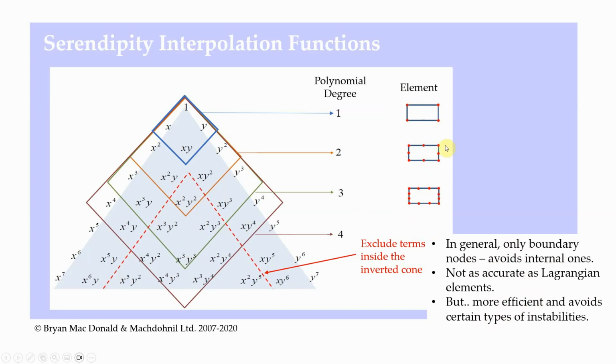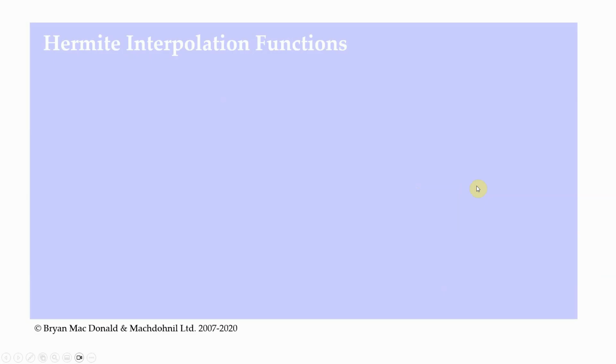So as I said, we will talk about these later on in this course, but for now, just be aware that this is what the serendipity interpolation functions look like. This is the kind of elements they produce. And then finally, we're going to look at Hermite interpolation functions.